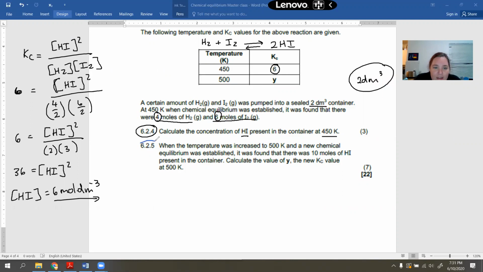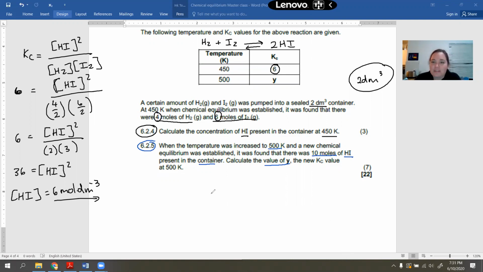It says when the temperature was increased to 500 Kelvin and a new chemical equilibrium was established, it was found that there were 10 moles of HI present in the container, and you're asked to calculate the value of Y, which is the new Kc value.